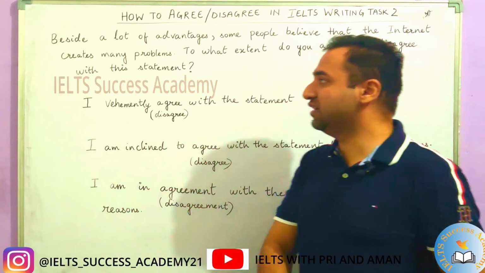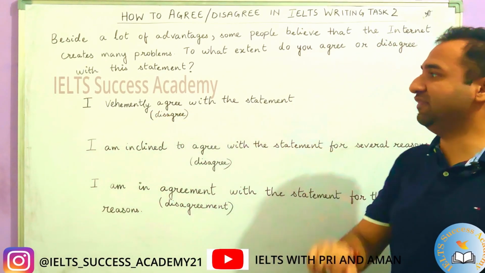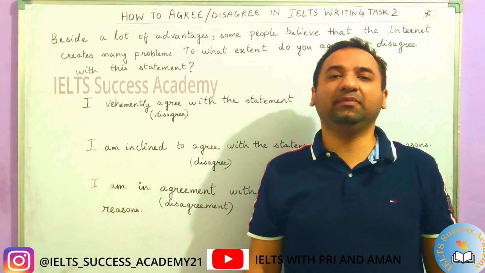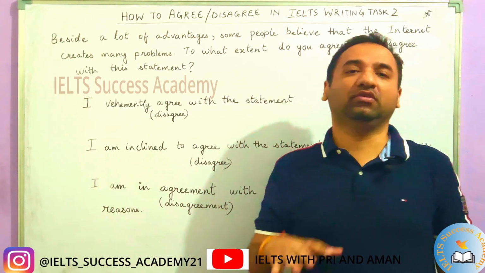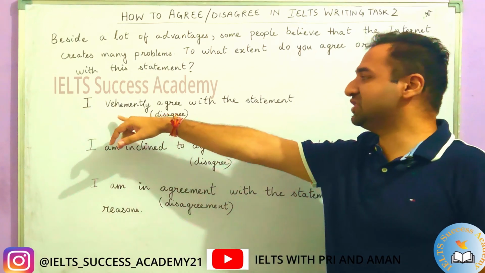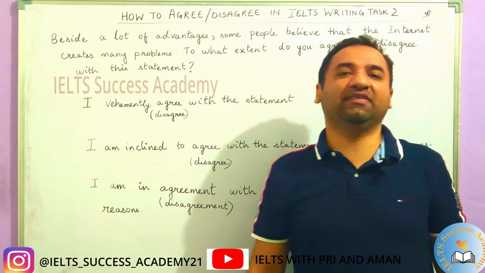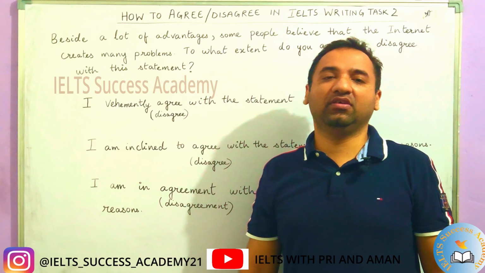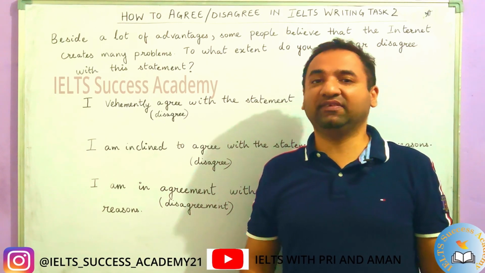The fifth way is, I vehemently agree with the statement. Vehemently means strongly. You strongly agree with the statement. You can also say, I vehemently disagree with the statement. You strongly disagree with the statement.